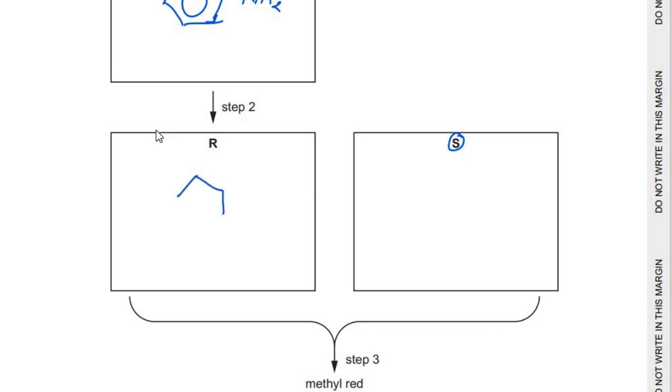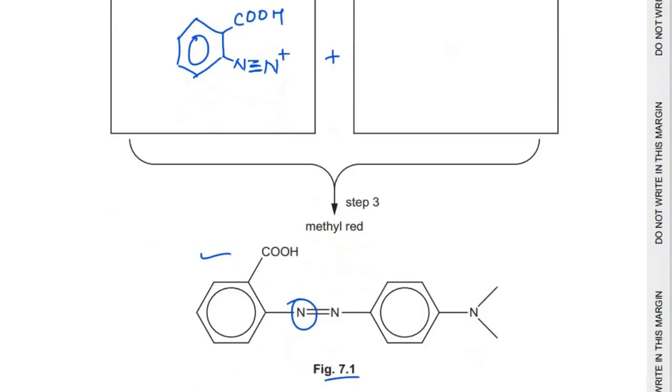So let me draw the structure again. The carboxylic acid, if I'm drawing here, the diazo group is going to be here. Now that is, I'm drawing N triple bond, and that is a diazo group with a benzene ring, and that is how it is formed, and that is reacting along with the S to form the final product.